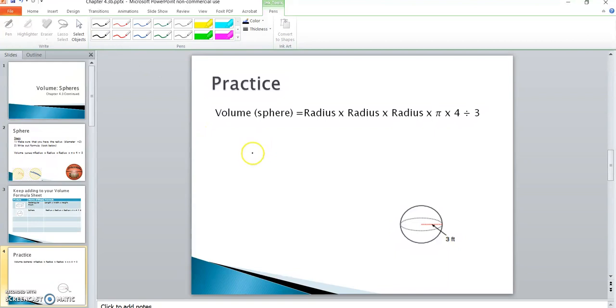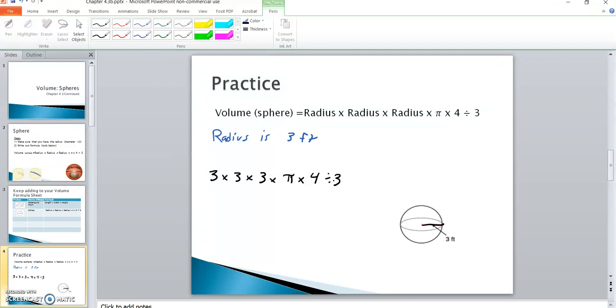So let's get started. The very first thing we're going to check is if we have our radius, and we do, because the line only goes from the middle. So the radius is 3 feet, and so it's going to be 3 times 3 times 3 times pi times 4 divided by 3.